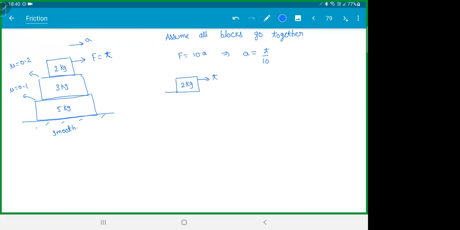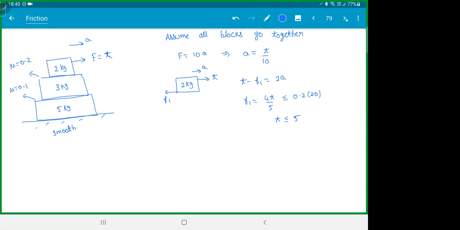We get T here. Let this friction be F1 and this would be the acceleration. So listen carefully here. This will be T minus F1 is equal to 2 into A. A is T by 10. So we get F1 is equal to 4T by 5. Now this F1 should be less than or equal to 0.2 into 20. That is 4. So T is less than or equal to 5 seconds.